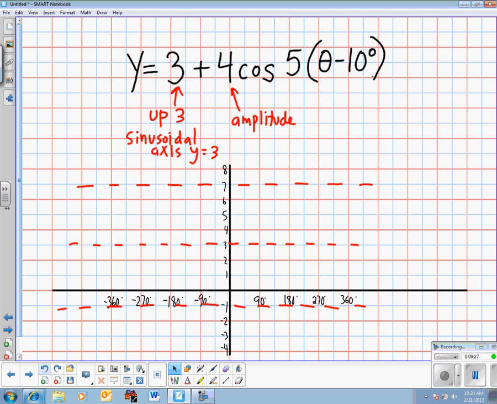Okay, so what other changes do we have to worry about? A horizontal shrink or stretch is going to change what we call the period of the graph.